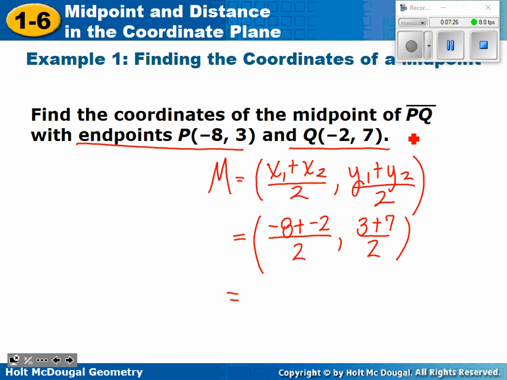All right, what is -8 plus -2? -10 divided by 2. And 3 plus 7? 10 divided by 2. So what is my coordinate for my midpoint? -5, comma, +5. Good. Make sure you put it in parentheses so that it is an ordered pair. Easy? All right? Yes.